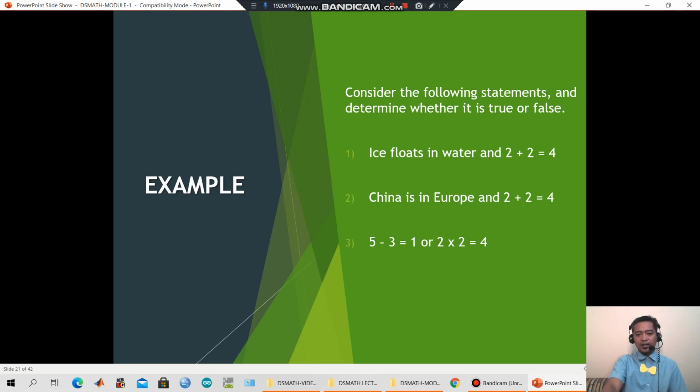Okay, so 5 minus 3 is equal to 1, or 2 times 2 is equal to 4. Okay, let's try, of course. Obvious na tayo dun sa 2 times 2 is equal to 4. That's true. Yung una, 5 minus 3 equal to 1. Ayan, nasaan napunta yung isa? Bakit 1 na lang ang sagot, diba? So, 5 minus 3 should be 2. So, that's false plus true is equal to what? So, it's just like saying 0 plus 1 is still 1. So, this statement is true. So, it's 1.